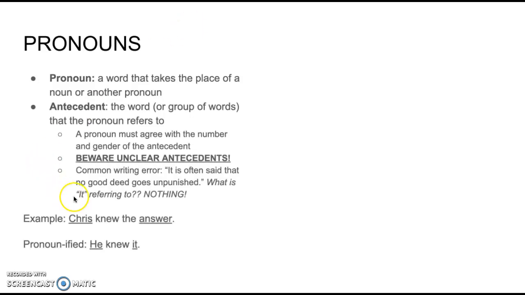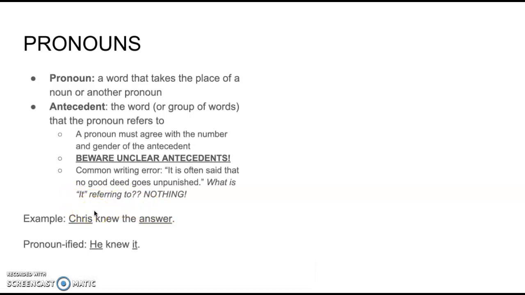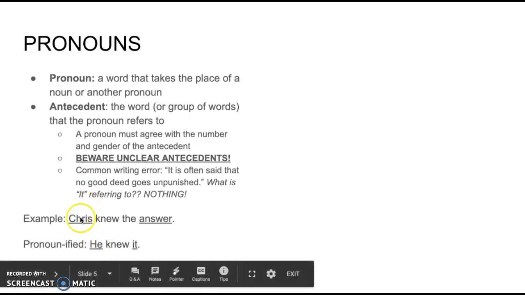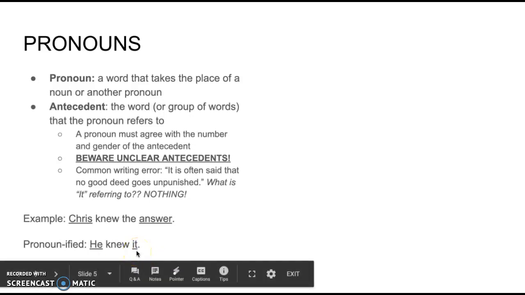So, Chris and answer are both nouns in this sentence, but if we were to pronounify it and replace the nouns with pronouns, it would be "He knew the answer" and "He knew it." These are both pronouns that take the place of nouns in the previous sentence. The antecedent is what the pronouns are referring back to. For example, what is the antecedent of he? If you said Chris, you are correct. What is the antecedent of it in this sentence? If you said answer, you are correct.